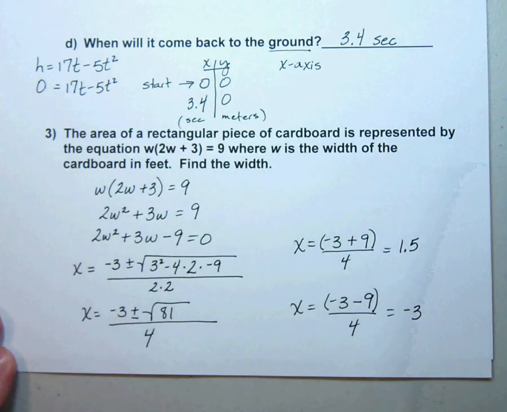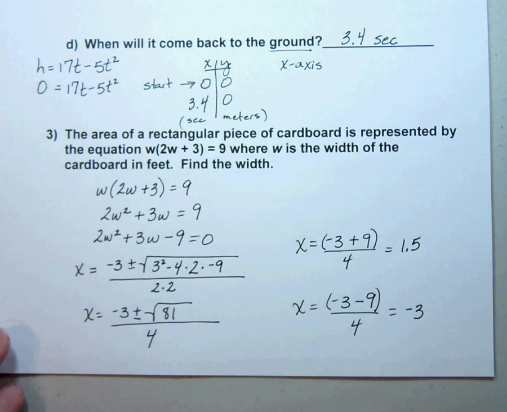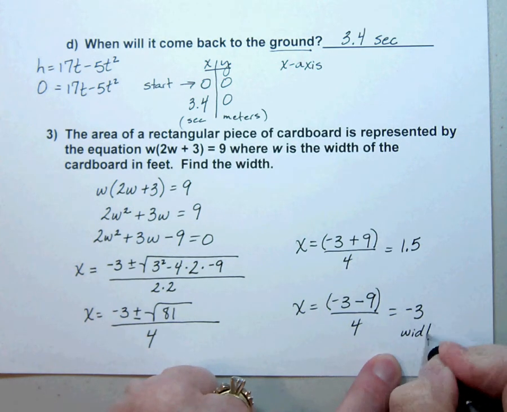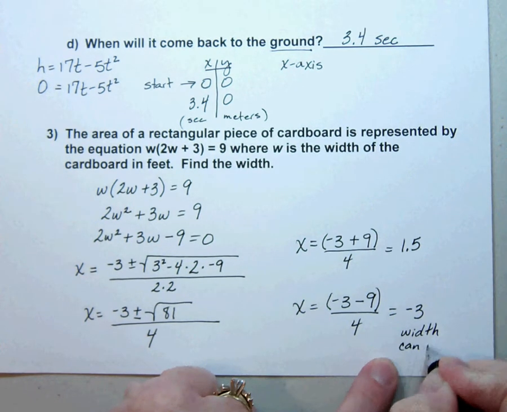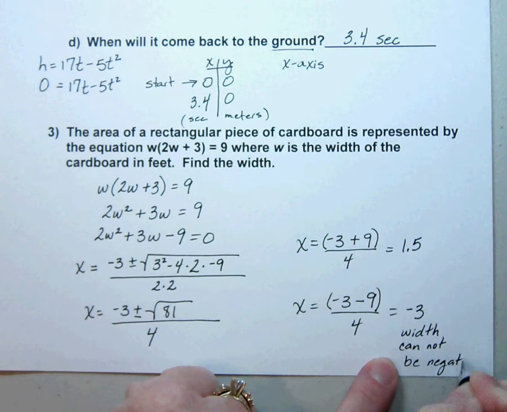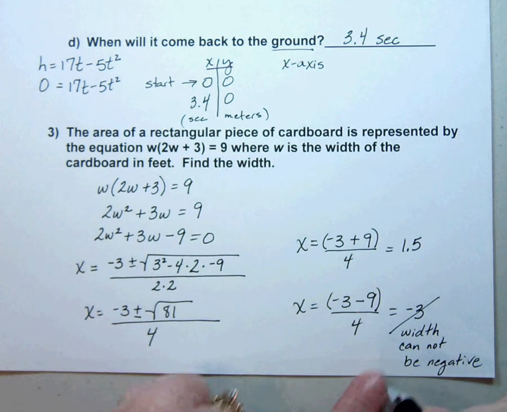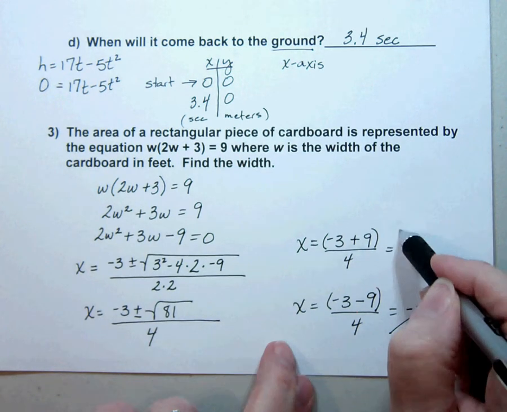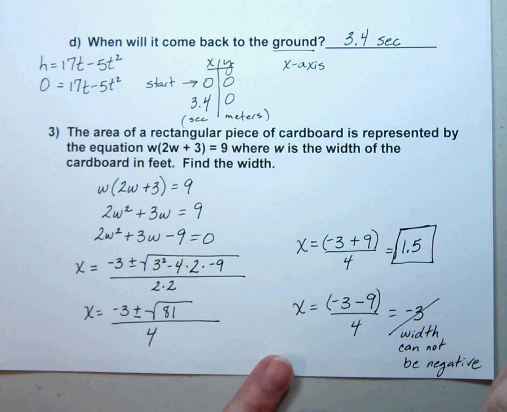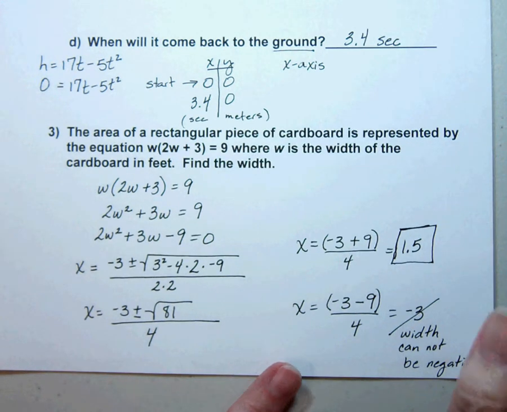So remember, the question wanted to know what the width was. And since the width can't be negative, let's write that on here. The width cannot be negative. So don't pick that one, especially in a word problem. You want to pick the one that's going to be the positive answer. So 1.5 is the correct answer to this one.